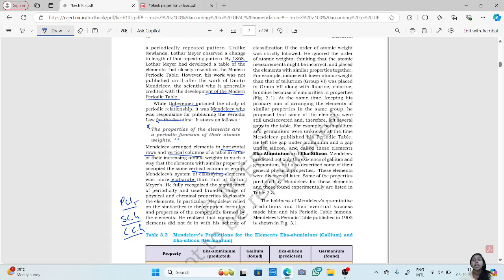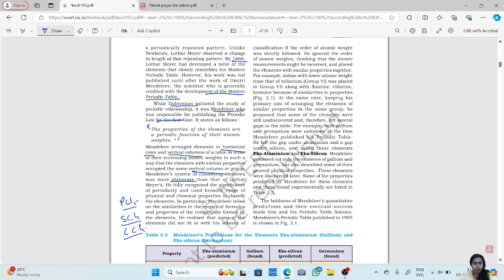Okay, so he ignored the order of atomic weights, thinking that the atomic measurements might be incorrect, and placed the elements with similar properties together. So what he did was, if he had gone with atomic weights, at certain points it was seen that these atomic weights and their properties are not matching, or it is not falling under his classification criteria. So he ignored the atomic weights.